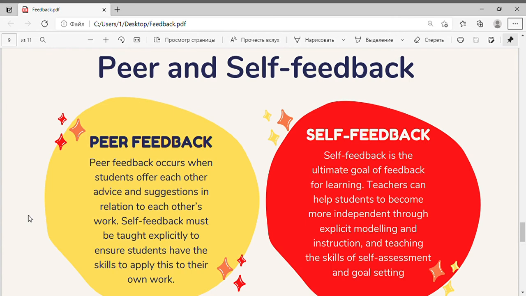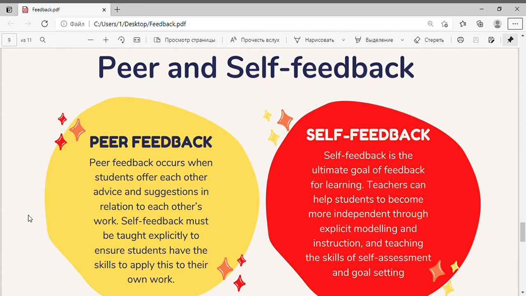Teachers can help students to become more independent through explicit modeling and instruction, and teaching the skills of self-assessment and goal setting. To help students reach autonomy, teachers can explicitly identify, share, and clarify learning goals and success criteria, model the application of criteria using samples, provide guided opportunities for self-feedback, teach students how to use feedback to determine next steps and set goals, and allow time for self-feedback or reflection.